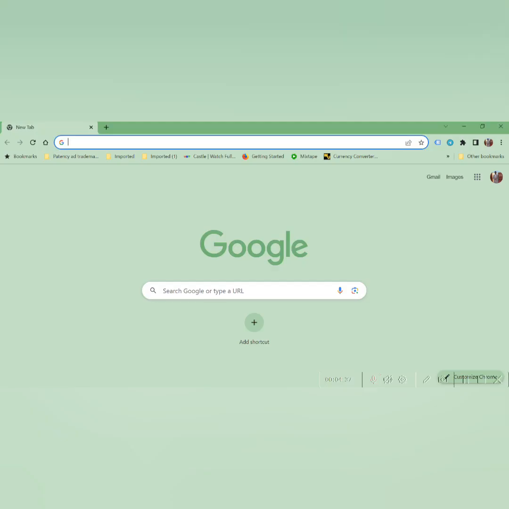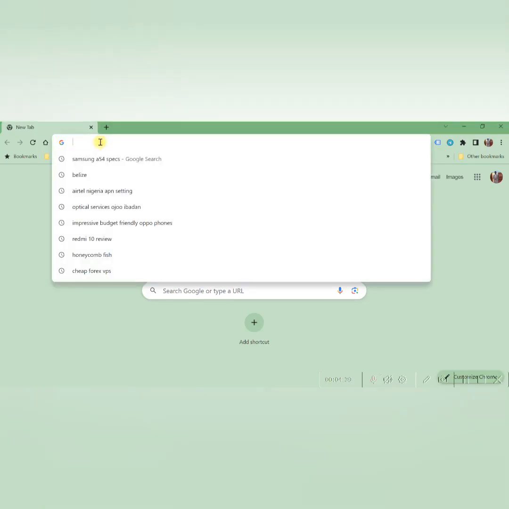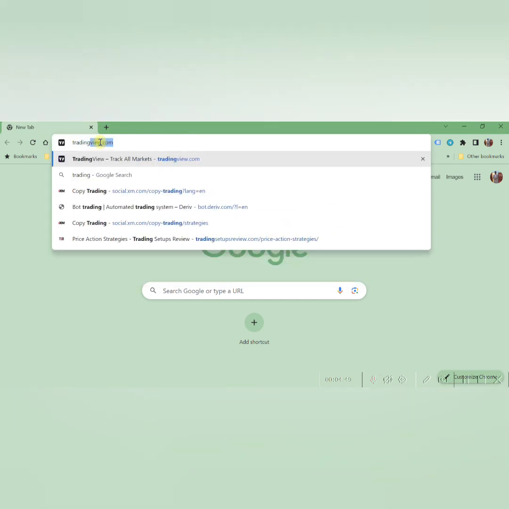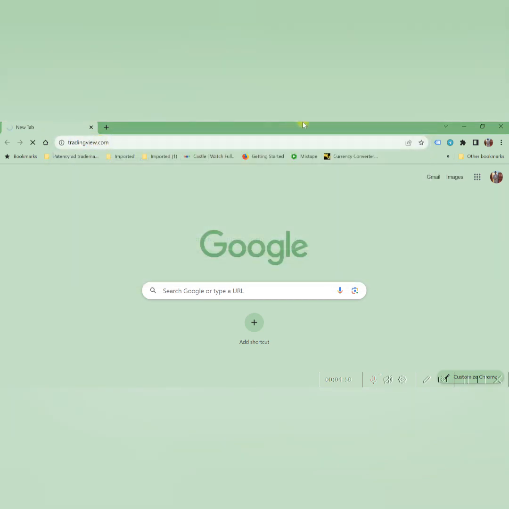All right, so we're just going to go straight into it. I'm going to use both the MetaTrader platform as well as the Trading View platform. So let me start with Trading View. I'll start with Trading View.